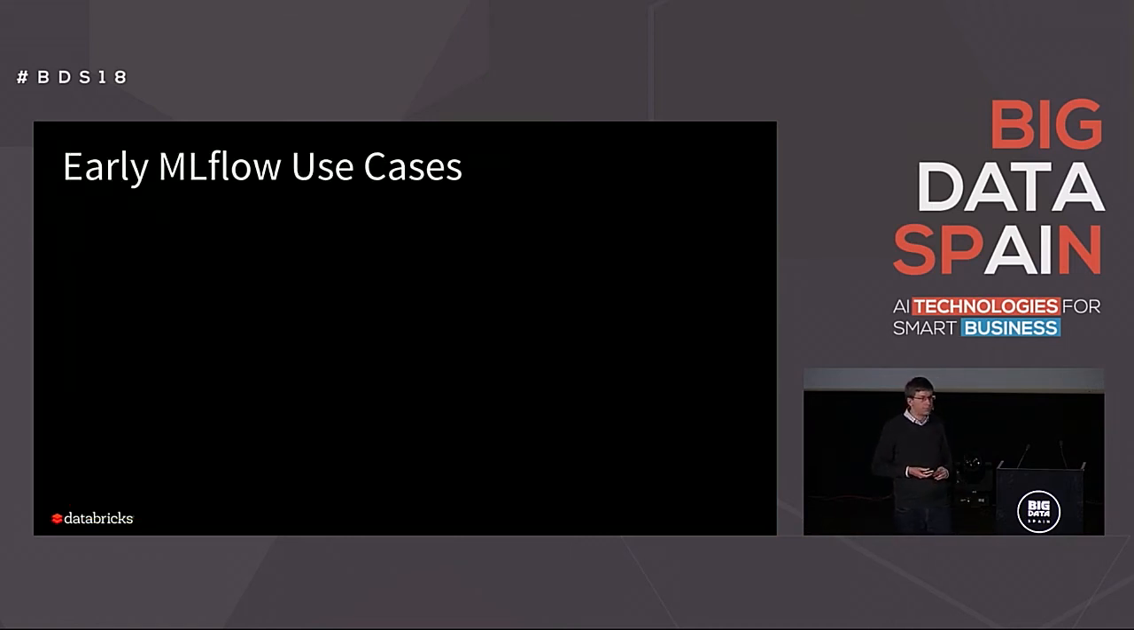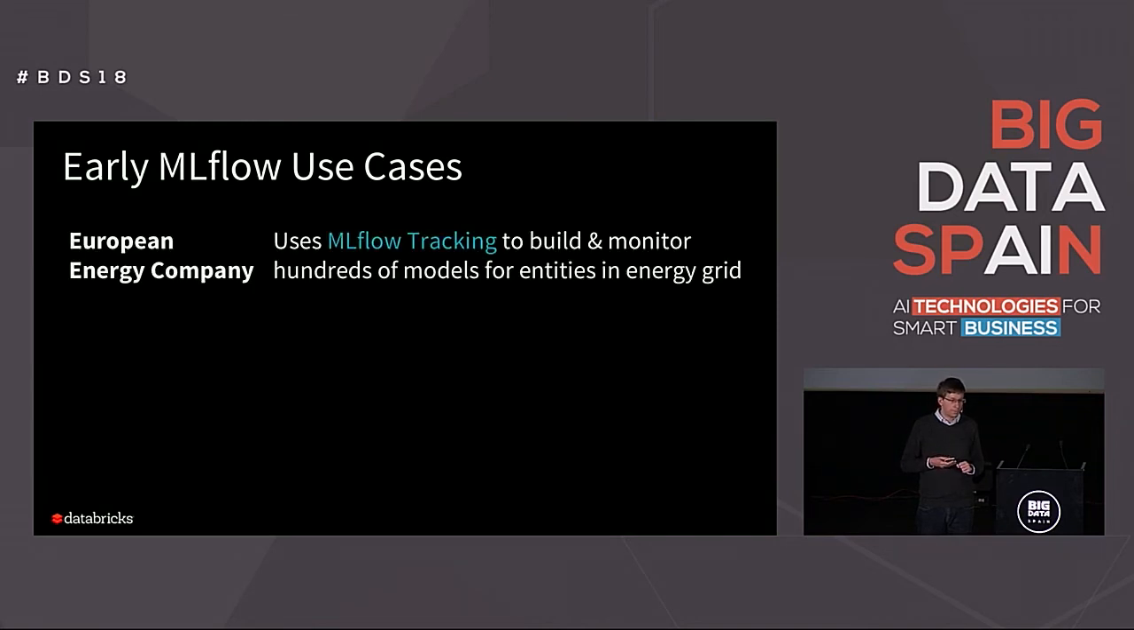Some examples of use cases. MLflow is open source, so there are people using it through that, and we're also working with a number of Databricks customers to develop and try the system early on. So for example, a European energy company is using MLflow tracking to build and monitor hundreds of machine learning models for entities in the energy grid. This is a case where they want to model every power plant, every renewable energy source, every consumer of electricity as well, like a town or a factory.